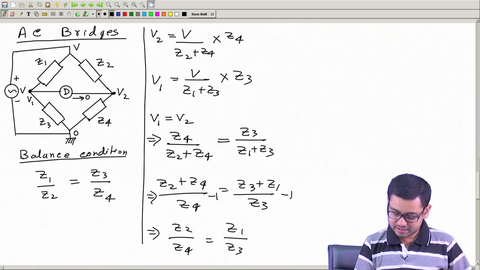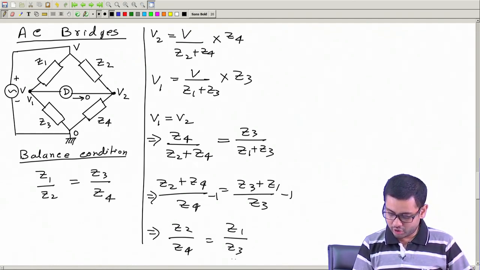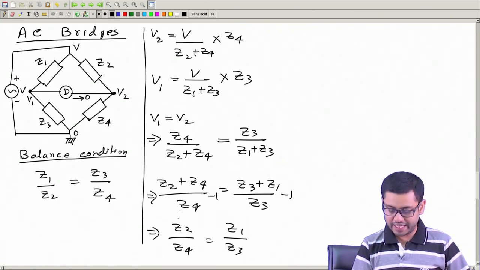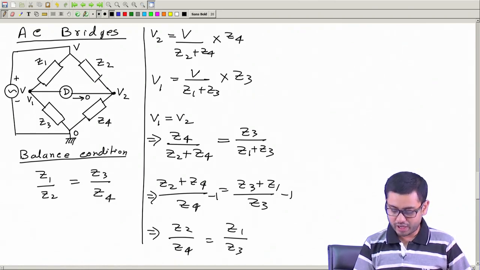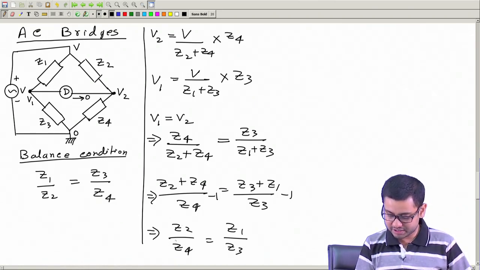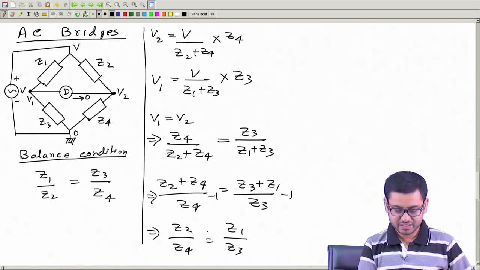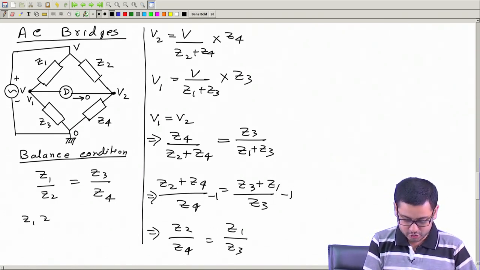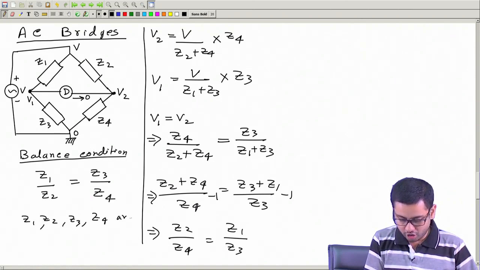Now, this is not just one equation, although it looks like one equation, it is actually two equations. Why? Because all these numbers are complex numbers. Z1, Z2, Z3, Z4 are all complex impedances.